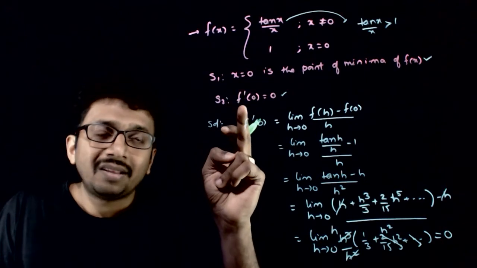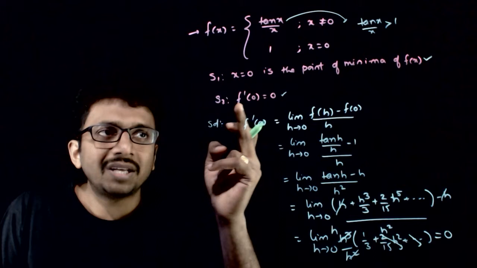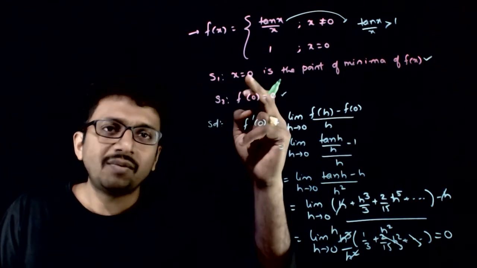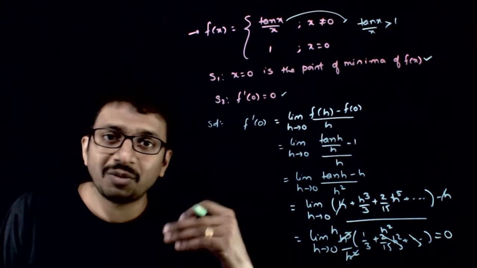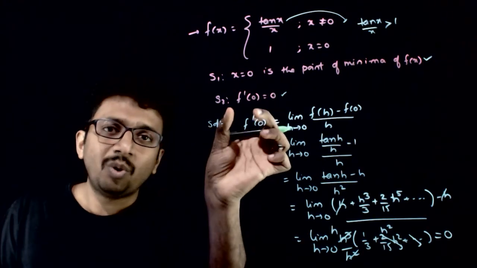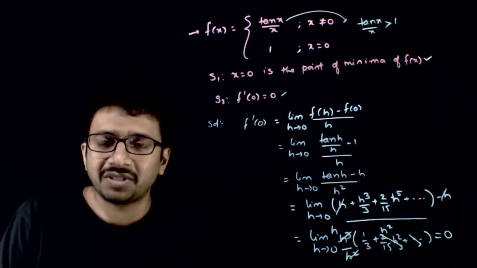So the first statement and the second statement both are right, but obviously statement 2 does not explain statement 1. Just because f dash is equal to 0, x equal to 0 will not necessarily be a minima. It can also be a maximum or an inflection point. So here both statements are true and statement 2 is not an explanation for statement 1.